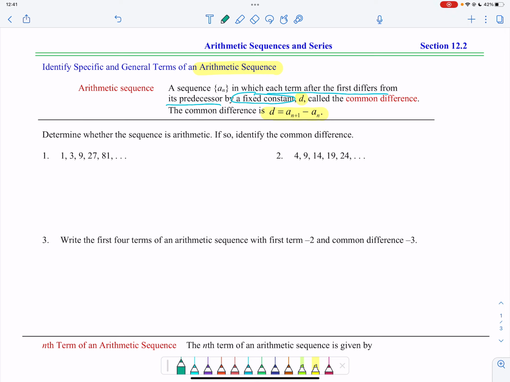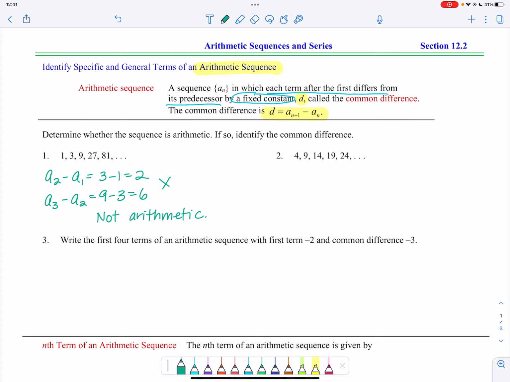So looking at number 1, we'll go ahead and just take a sub 2 minus a sub 1, and that's 3 minus 1, and we come up with 2. Now let's look at a sub 3 and subtract a sub 2. And as you can see, that's different. These are not the same. So this is not arithmetic.